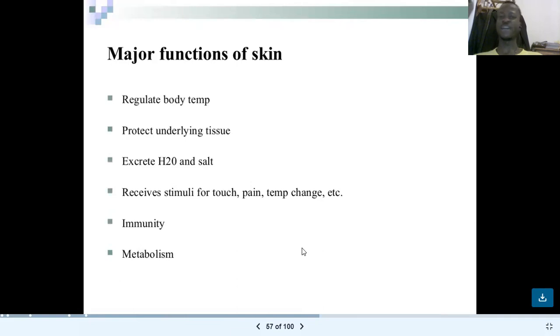Then the major functions of the skin include regulation of body temperature, protection of underlying structures, which is pretty obvious. They excrete water and salt, remember sweating. They receive stimuli for touch, pain, temperature changes, and so forth. Immunity, it's part of the innate immunity. Remember, you can divide immunity into the innate and the adaptive. Then it also has a major function in metabolism.